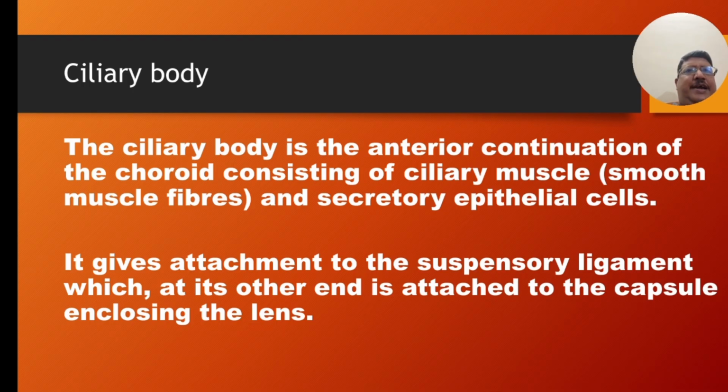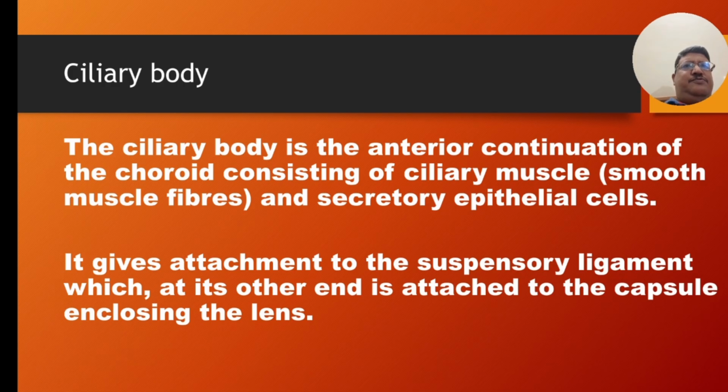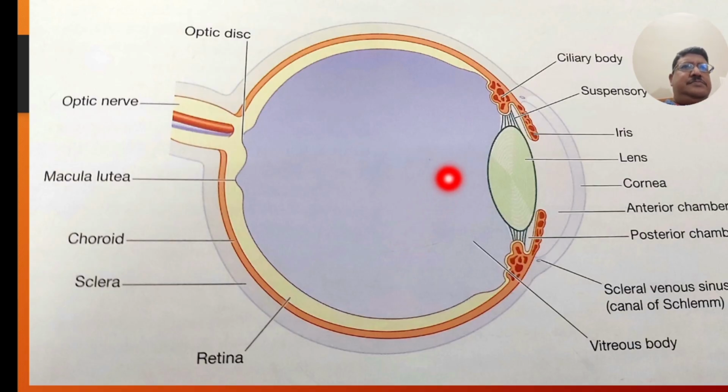Ciliary body: the ciliary body is the anterior continuation of the choroid, consisting of ciliary muscles, smooth muscle fibers, and secretory epithelial cells. It gives attachment to the suspensory ligament, which at its other end is attached to the capsule enclosing the lens. So this is the structure of the ciliary body.